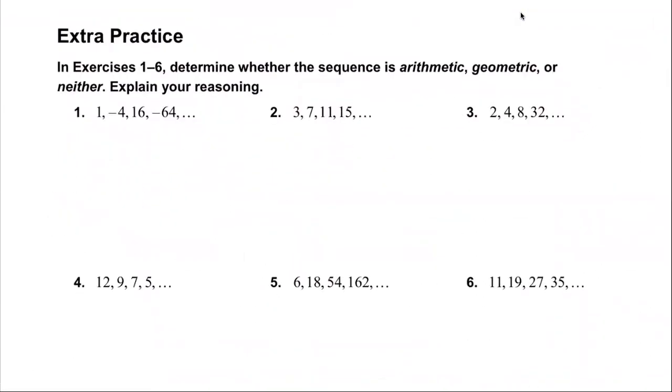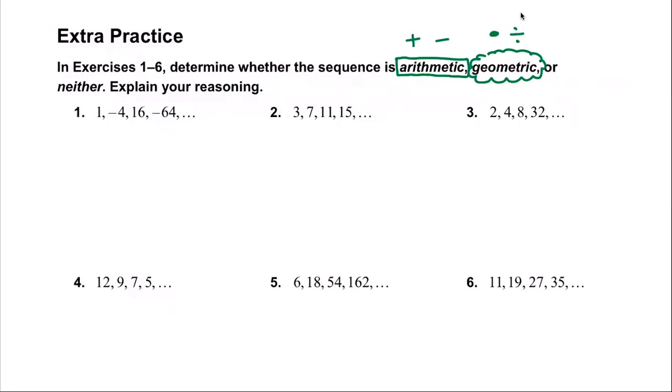Okay, so let's go to the next page. Something that you're going to have to do in your homework is determine if we have arithmetic, geometric, or neither. So let's just make a note. If we have an arithmetic sequence, that means we are adding or subtracting the same number over and over. If we have a geometric sequence, that means we're multiplying or dividing the same number over and over and over.